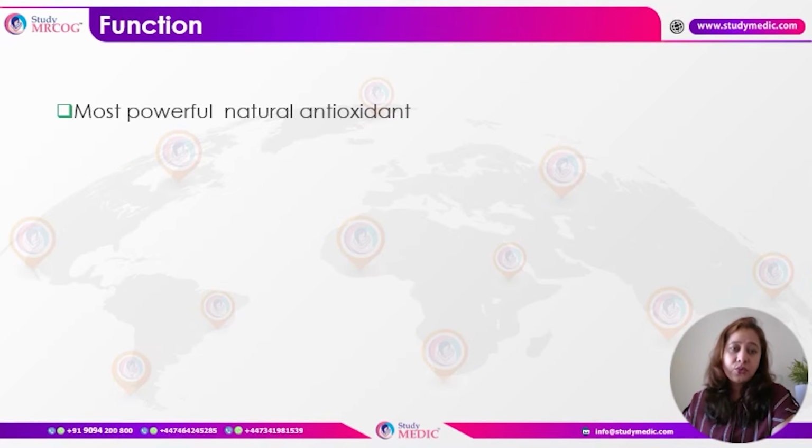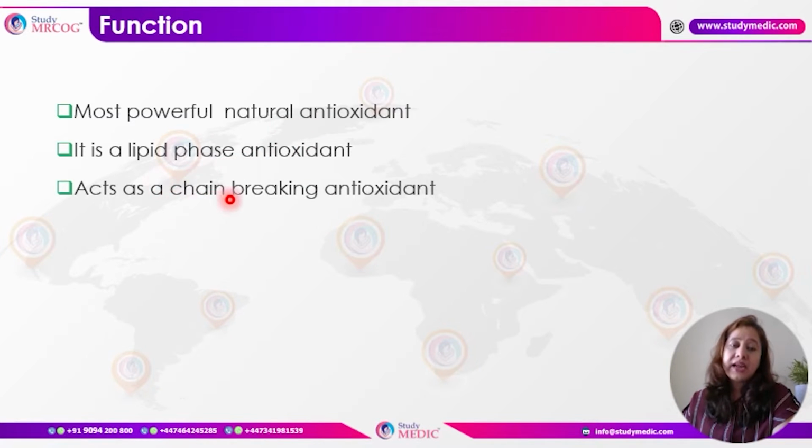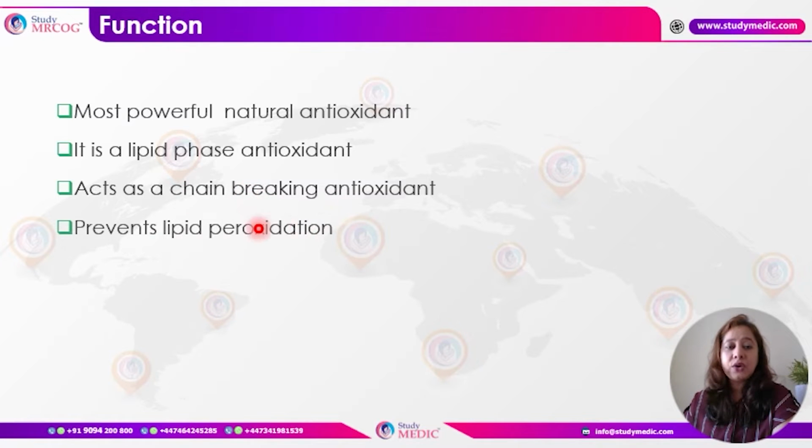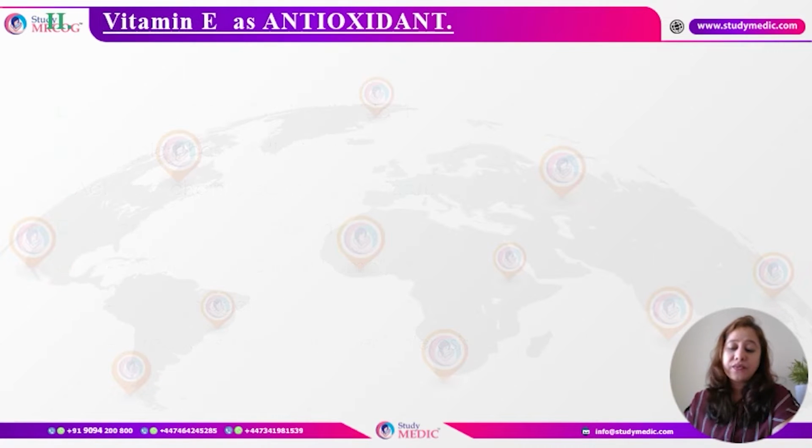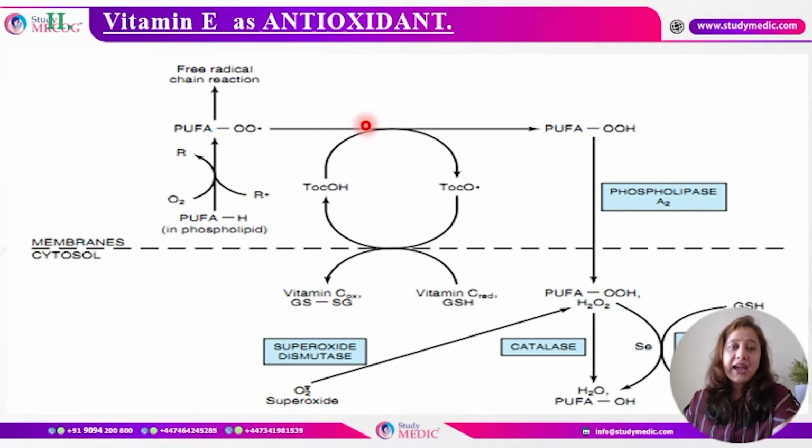So what are the important functions of this? Only one thing to remember: it's a powerful natural antioxidant, a lipid phase antioxidant, and it breaks the sequence of reactions which happen in oxidation reactions. So it is called a chain breaking antioxidant. Because of this prevention of lipid peroxidation, it will protect from lysis of the red blood cells, delay aging, and take care of the prevention of atherosclerosis. So this vitamin E acts as an antioxidant along with the help of selenium.